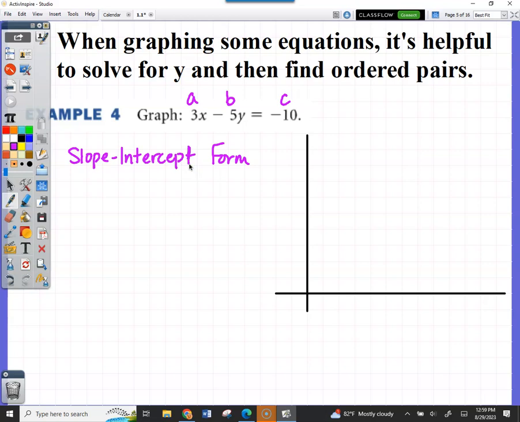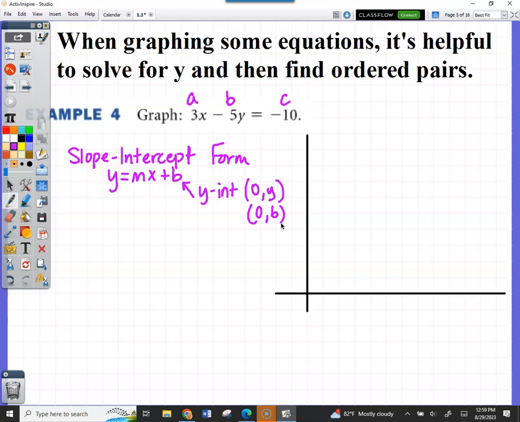Slope-intercept form. y equals mx plus b, where b is the y-intercept of the form (0, b), or (0, y). It's up to you. You could write either. It's the y-intercept. So you can write (0, y), or you could write (0, b). They're the same thing because b is the y-intercept, so you could write it in the form (0, the number).